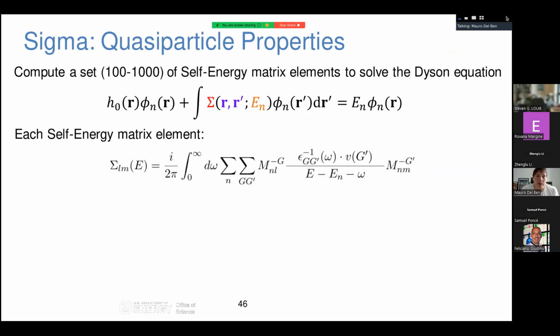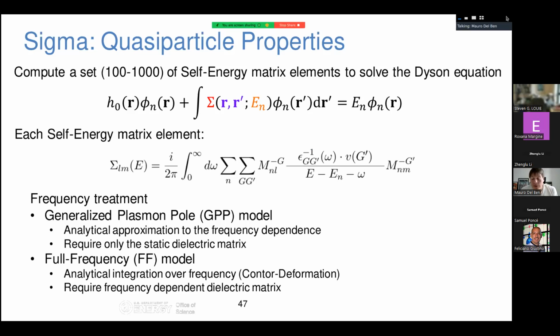Now, there are different levels of approximation you can use. This is essentially the formally exact formula with an integration over the frequency. And we have different approaches in order to deal with the frequency dependence of these matrix elements. So the default is the generalized plasmon-pole model, which is an analytical approximation to the frequency dependence. It's very efficient because it doesn't require the computation of the full frequency-dependent dielectric function, and requires only the computation of the static dielectric function.